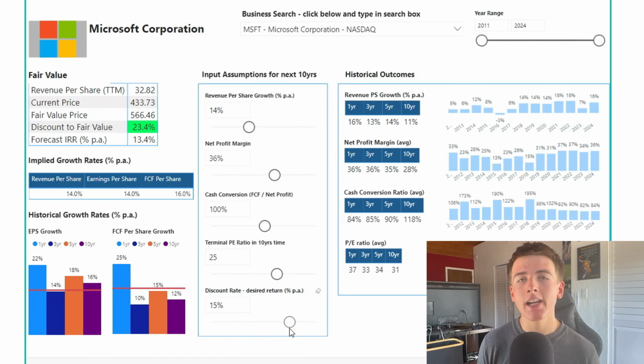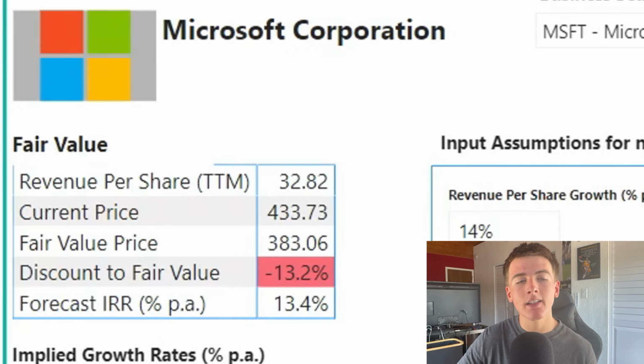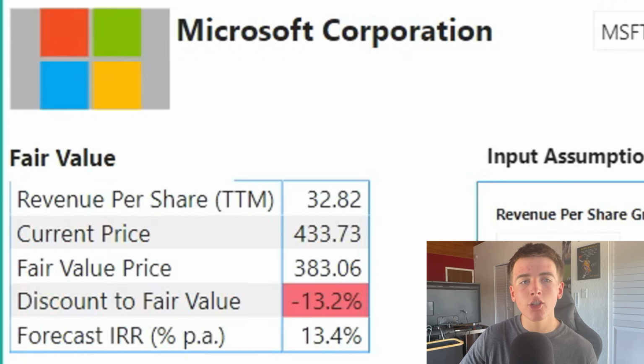Finally, I'm going to put a discount rate of 15% in order for us to have a margin of safety and make sure that we are buying at the right opportunity. As we can see, our fair value price is about $383. As of right now, Microsoft is at $433 per share, so right now it seems a bit overvalued if we want to get a 15% return. But if this stock does go below 380, I'll probably look to purchase more. Microsoft is one of my largest holdings and I look to further this position.